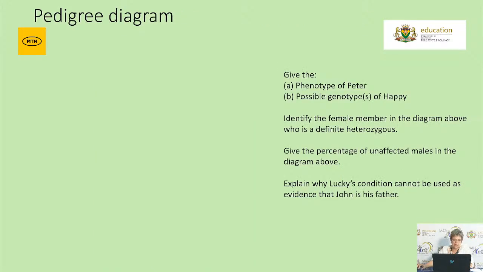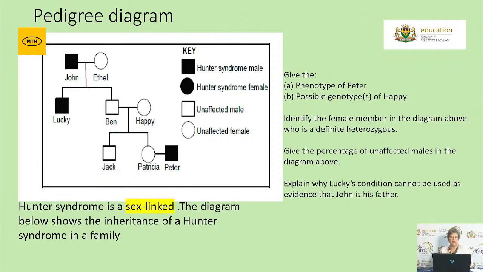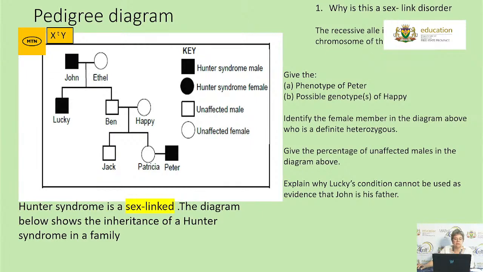Then if I look at pedigree diagrams, pedigree diagrams is something that you must practice a lot. But let us see, if they ask a pedigree diagram on sex linkage, so they indicate to us Hunter syndrome, the affected ones are the black ones and the unaffected ones are white, and the square is males and the circles is females. So they don't have to give us a key, it's not necessary, they can leave out the key, and then we must know that squares represent males and circles represent females. In this case, we can go and allocate the genotype of each individual, because we can now know that John is a Hunter syndrome male.